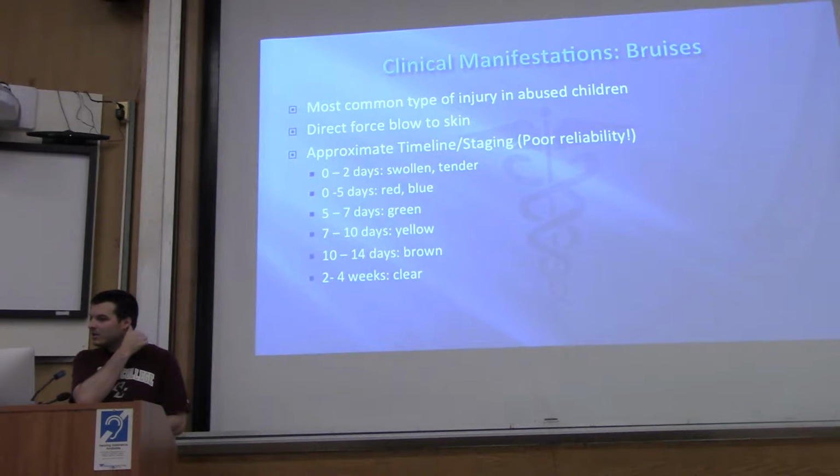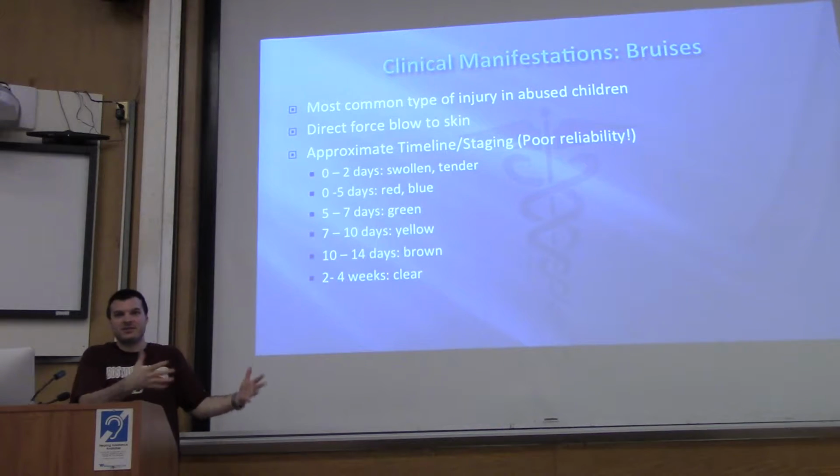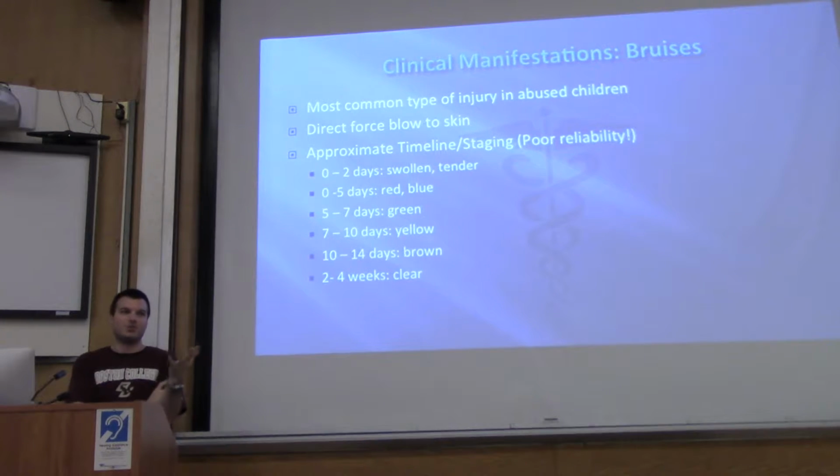Clinically, the most common type of injury in abused children is bruises. You don't have to hit someone too hard, especially a little child, in order to get a bruise. Now, I give you this timeline with a caveat that it has never been proven reliable. You can't look at something green and say, oh, that happened 6 days ago. But approximately, this is the trend of how bruises evolve over time. Swollen and red, black and blue, and then as it fades, green, yellow, brown.